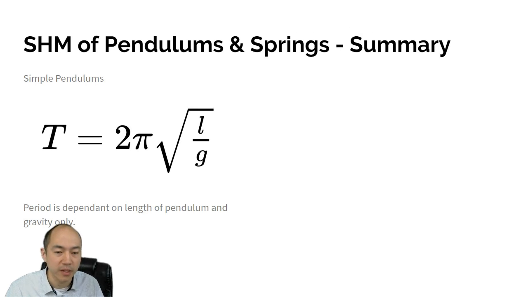So depending on what planet you are on, if you're on the moon or Jupiter, it's not 9.8. And the length of that pendulum and g are the only things that matter or that affect the period.